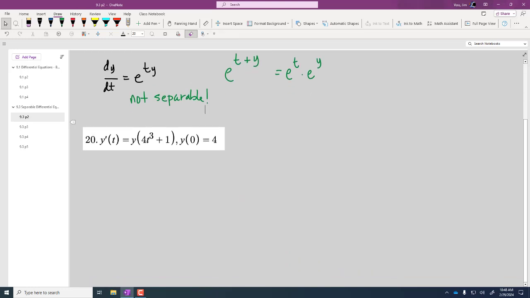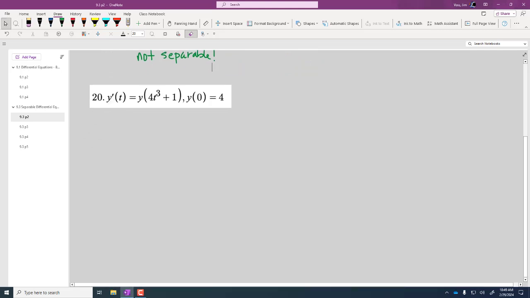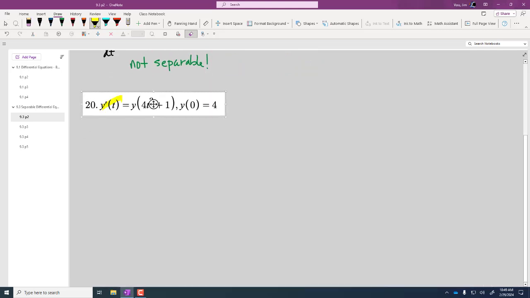Okay, how about this one? This one is separable, right? Okay, so try to separate this one. So there's the differential equation. Again, it's a first order. See if you can get the y's on one side, the t's on the other.